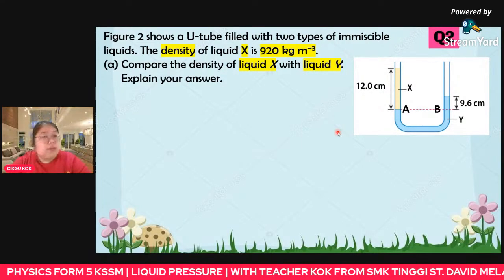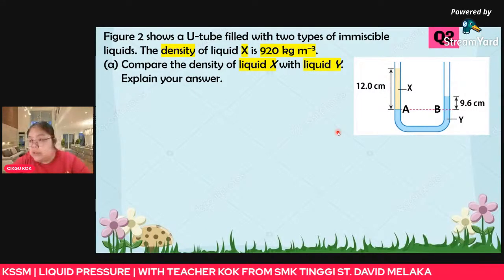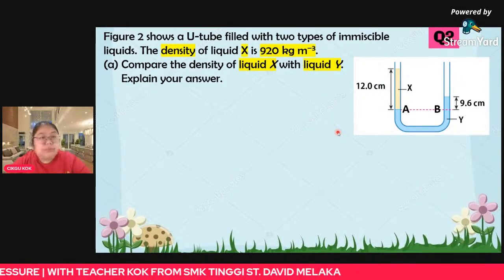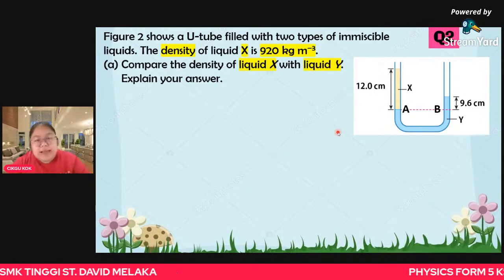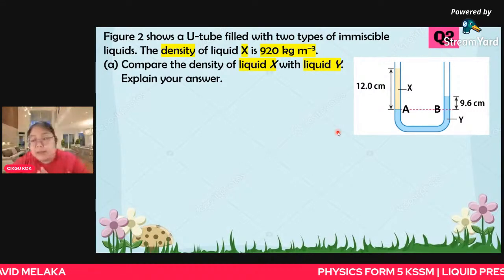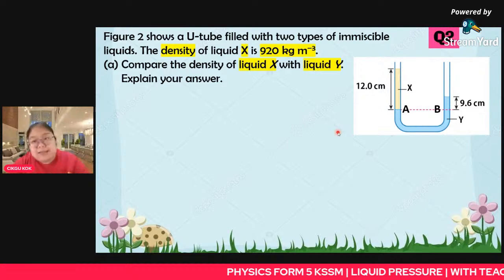Okay, the student, can you answer me? Okay, Y is denser than the X. So this one should be correct. Y memang is denser than the X.